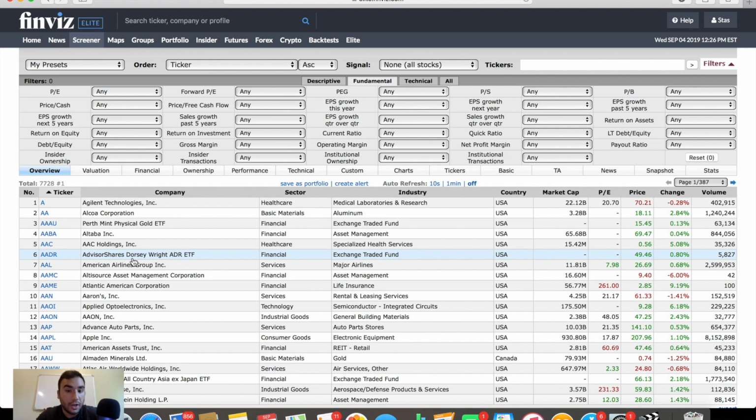That you want the scanner to pull out. Again, like I said in the beginning of the video, you can look at PE ratio, earnings growth, debt to equity, return on equity, return on investment, whatever it may be, right? There's a bunch of nitty gritty stuff that you can get in here.